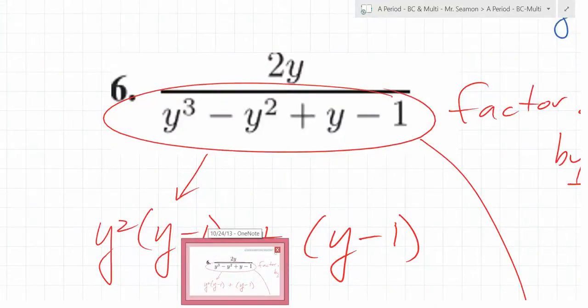What do you find out if you just plug in 1? Well, what's 1 minus 1 plus 1 minus 1? It's 0. What about negative 1? Negative 1 minus 1, minus 1, minus 1, minus 1, minus 1. Is that 0? No. So now you know that 1 is a 0, but negative 1 isn't. But that doesn't tell you anything about the factoring, right?